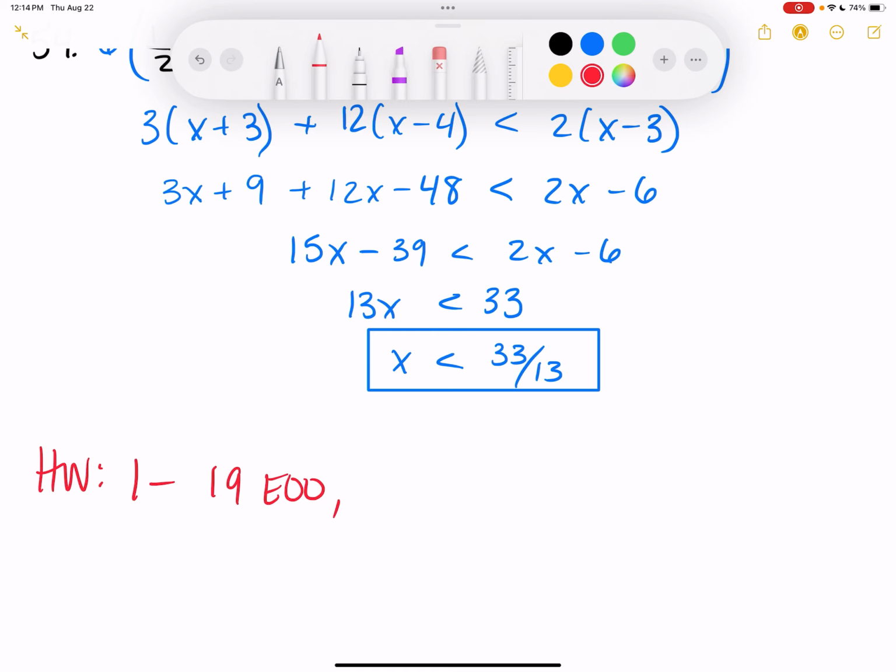Wait, could you just write out the things? Because I don't know what that means. Every other odd. Can you just write them out? I will say them in just a second.